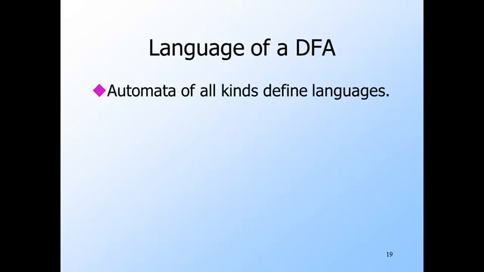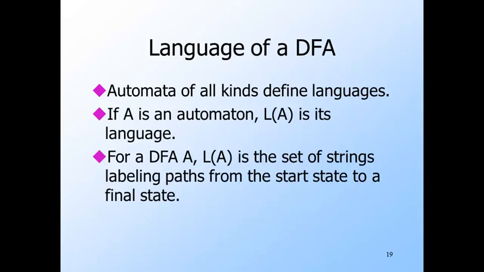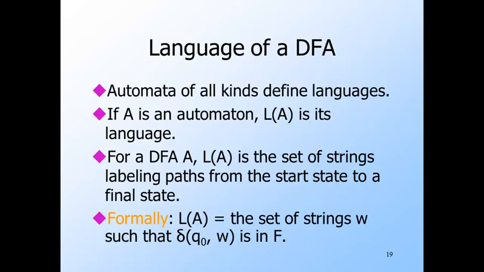There are many different kinds of automata. We've seen only the deterministic finite automaton so far, but there are many others. But no matter what kind of automaton, its job is to define some language. We'll use L of A to denote the language defined by automaton A. For a deterministic finite automaton, the language it defines is the set of strings that may take the start state to a final state. Formally, the language of a DFA is the set of strings W such that the extended delta applied to the start state and this W is a final state.